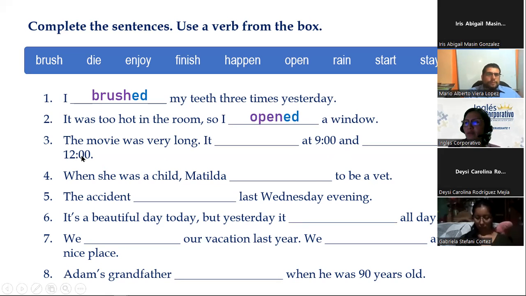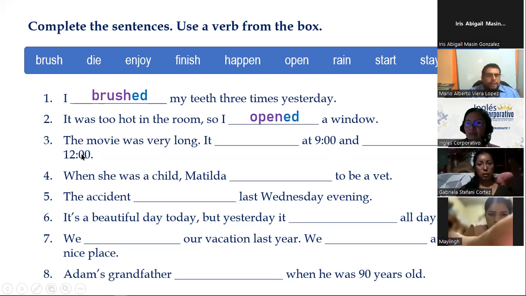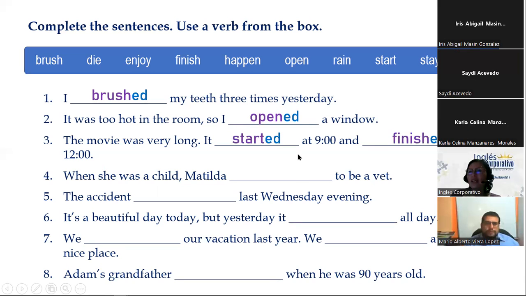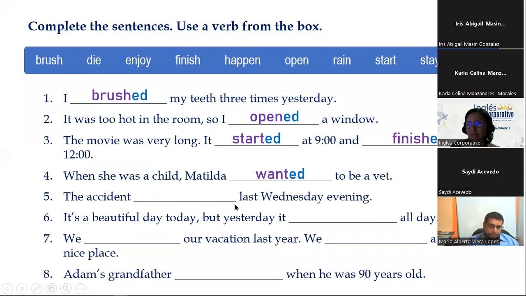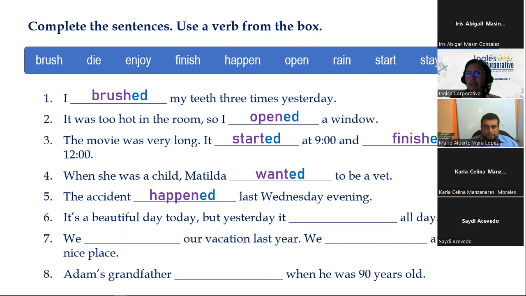What about number three, Mario? Okay, the movie was very long. It started at 9 and finished at 12. Very good. Thank you so much. What about the next one, Saidi? Number four, and then Carla. Okay. When she was a child, Matilda wanted to be a vet. Excellent. Very good. What about number five, Carla? Okay, the accident happened last Wednesday evening. Correct. Thank you so much. What about number six, seven, and eight?